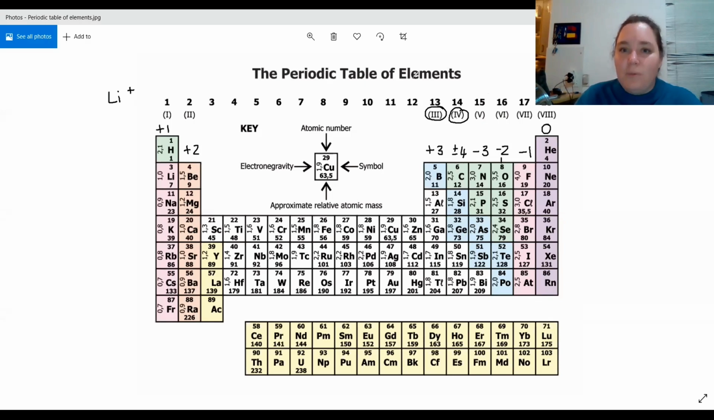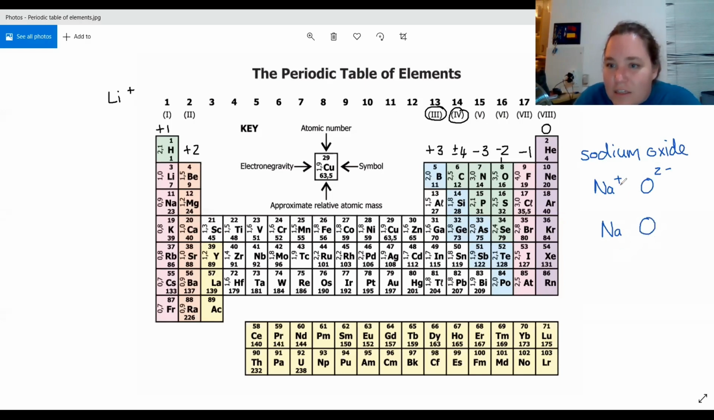So, quick example while we're here before we move on. If I asked you what is the formula of sodium oxide? Sodium is Na+, oxide is O2-. Then I follow my rules. The positive one gets written down first. The negative one gets written down second.